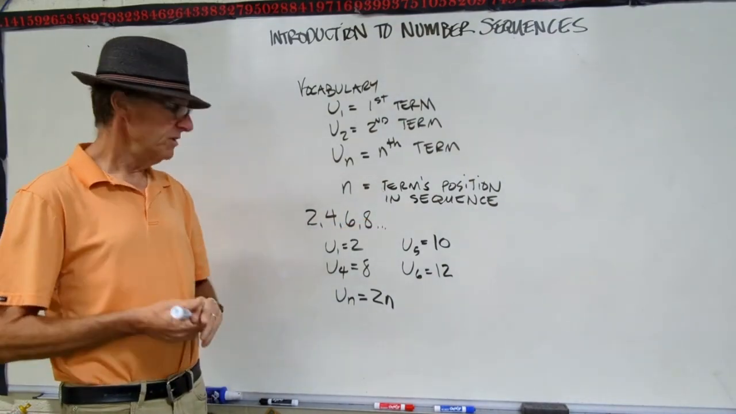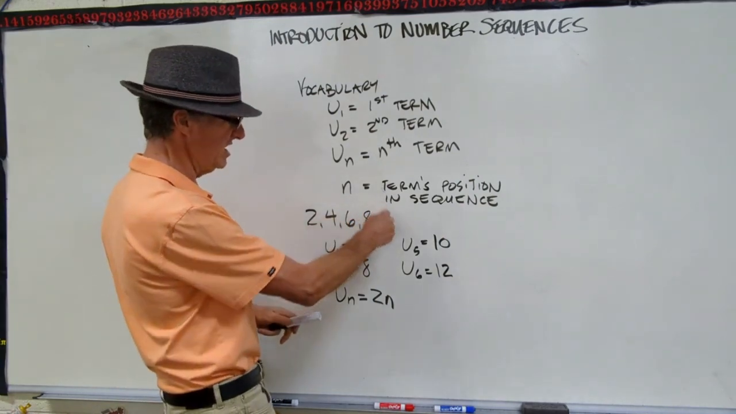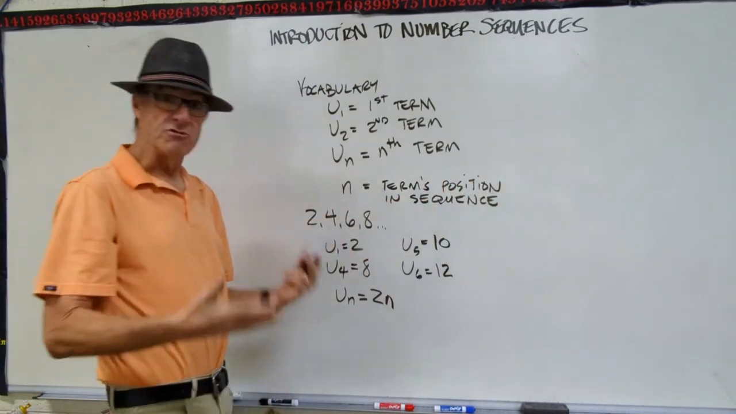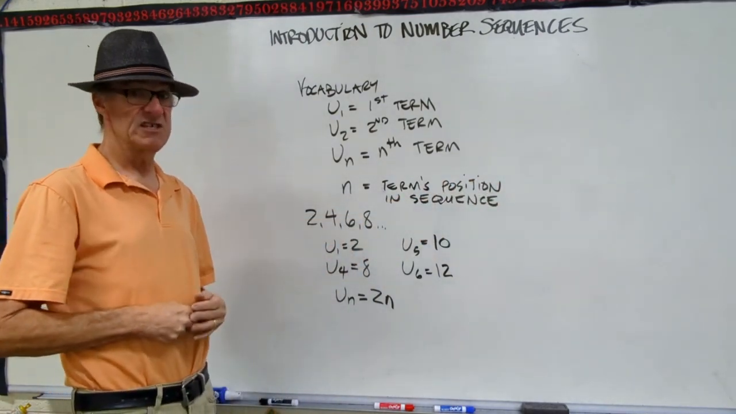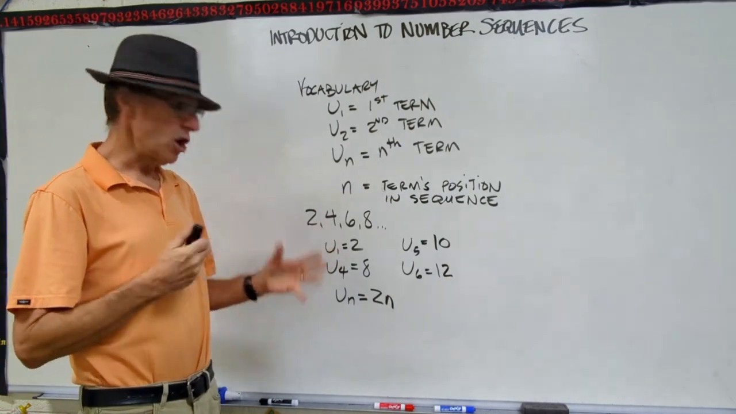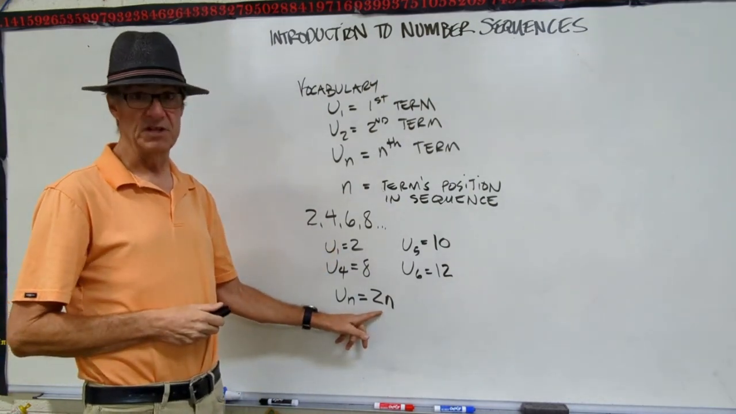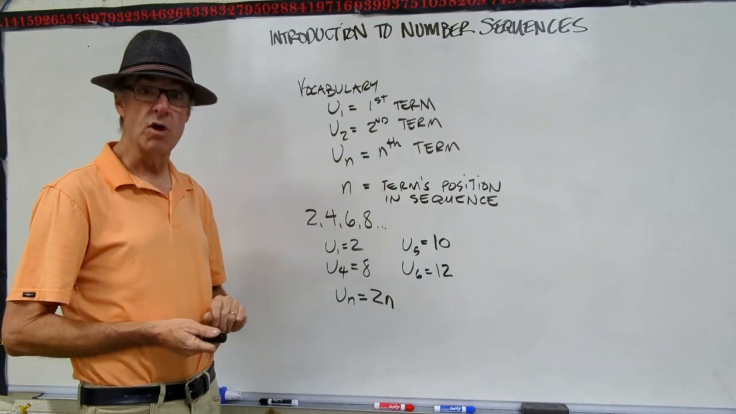Very handy. We'd hate to have to go 2, 4, 6, 8, 10, 12, 14, 16, counting along and make sure we got it right to get to the 97th term. That's much harder than just using that formula. So let's take a look at a few more formulas.